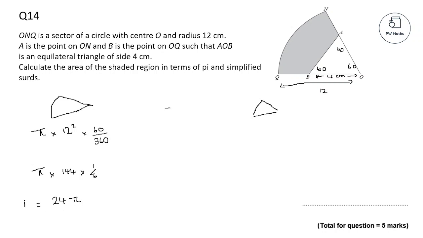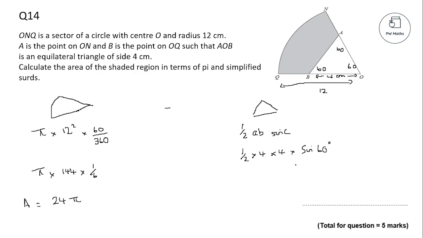We now need to look at the equilateral triangle. Now, on the formula sheet, it does say the area of a non-right angled triangle is a half ab sine C. We know all the information that we need. We've got an equilateral triangle with all sides of 4 and all angles of 60, so we could rewrite that as a half times 4 times 4 times the sine of 60 degrees.